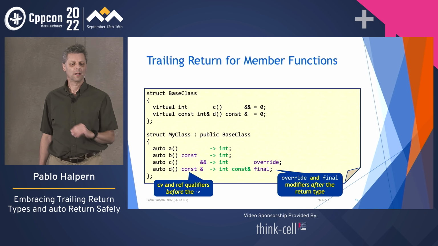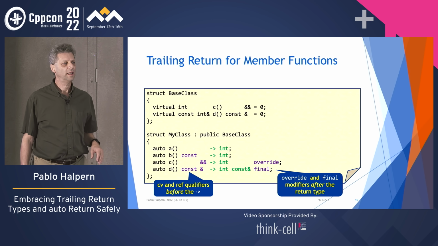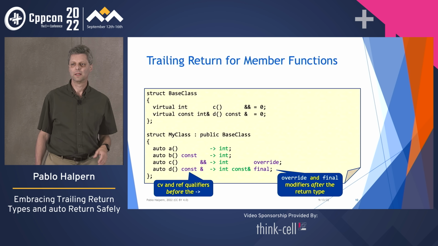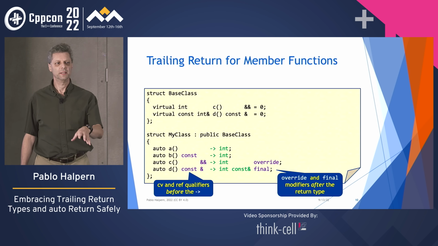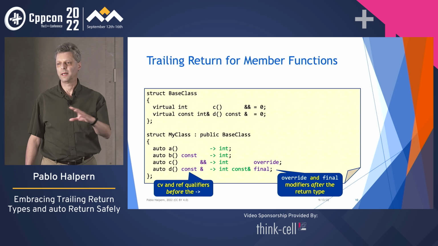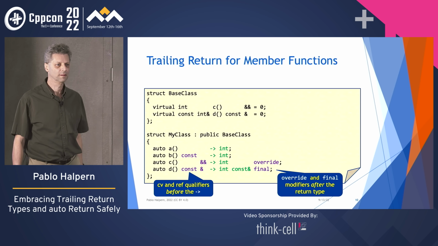But the declarations override and final go at the end, after the return type. So if you get started with this and you start using these declarations, you're going to get it wrong. That's okay, the compiler will tell you, you'll fix it, you'll get used to it.